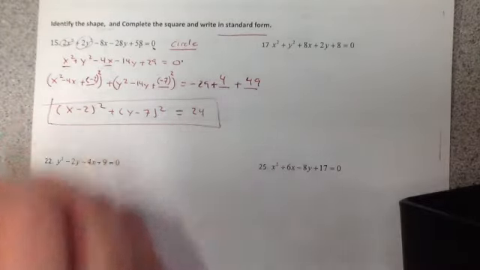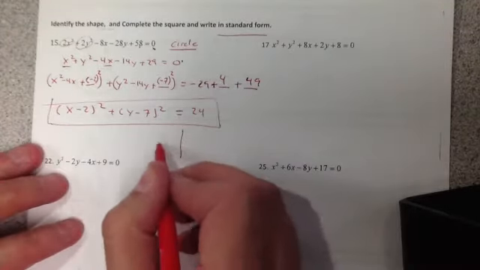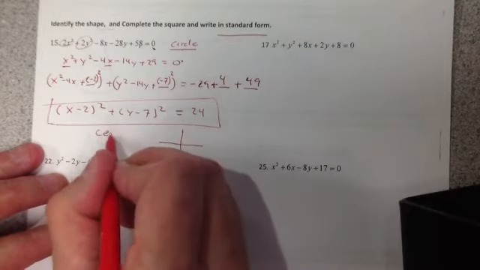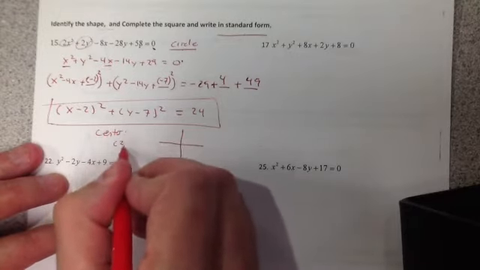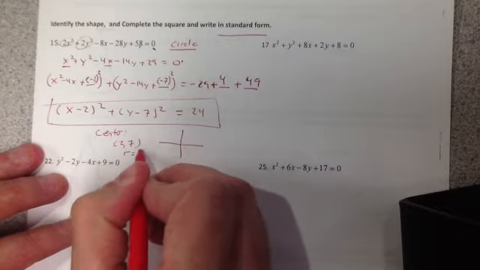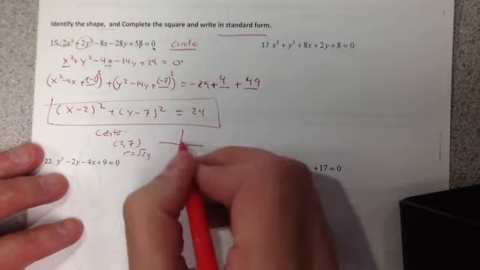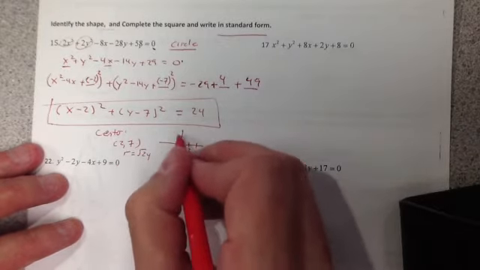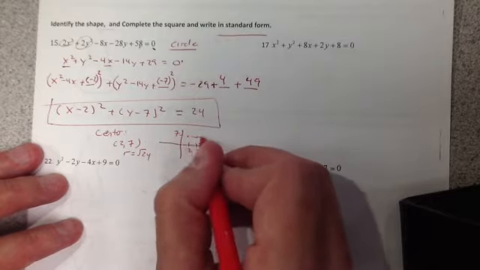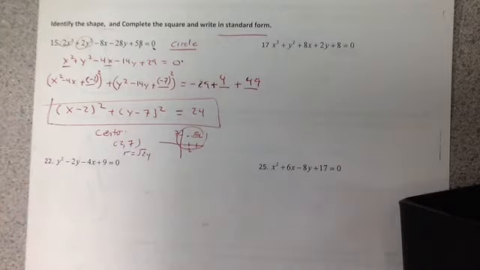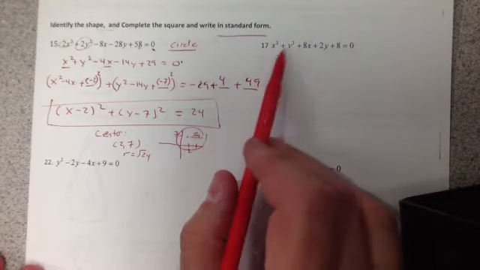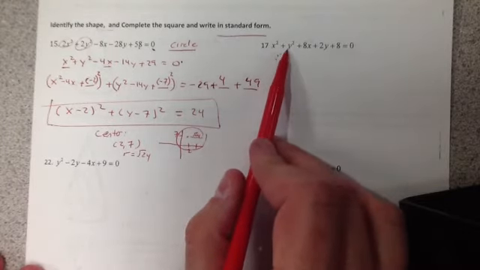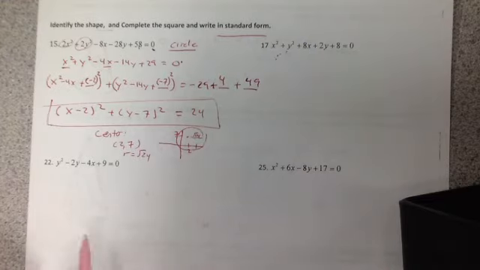There's our circle. And if you want to, you can even graph it. What's the center of our circle? 2, 7. The radius is the square root of 24. So I go over 2, up 7, and go out root 24, and I can make my circle if you want to. I don't know what root 24 is. It's ugly. So what I would like you to do is try number 17 for a couple minutes, and then we're going to do number 22 in just a moment.